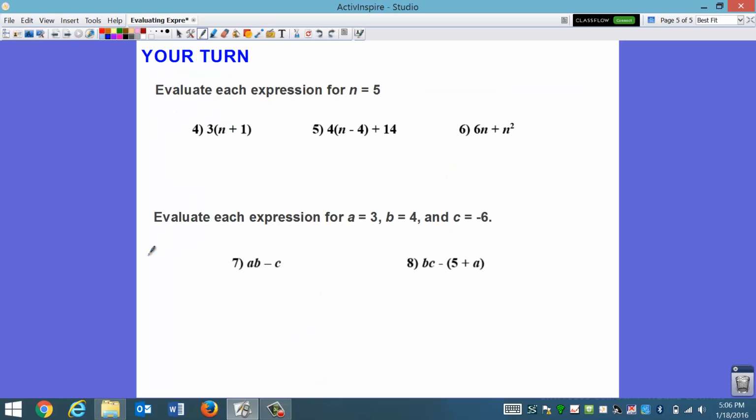Okay, here are your final your-turn problems that you need to work in your notes. For problems 4, 5, and 6, you're going to evaluate each expression, and you're going to let n equal 5. And then for problems 7 and 8, you evaluate each expression, and you let a equal 3, b is 4, and c is a negative 6. Be careful on that negative 6 here. This is a times b minus c. So you're minusing c, and c is a negative 6. So that one's going to be a double negative. Okay, once you've completed these problems, that is the end of the video, and we will go over your work in class tomorrow.